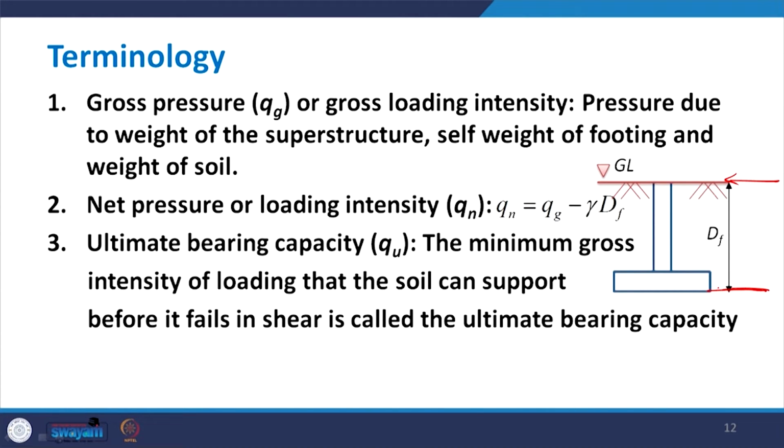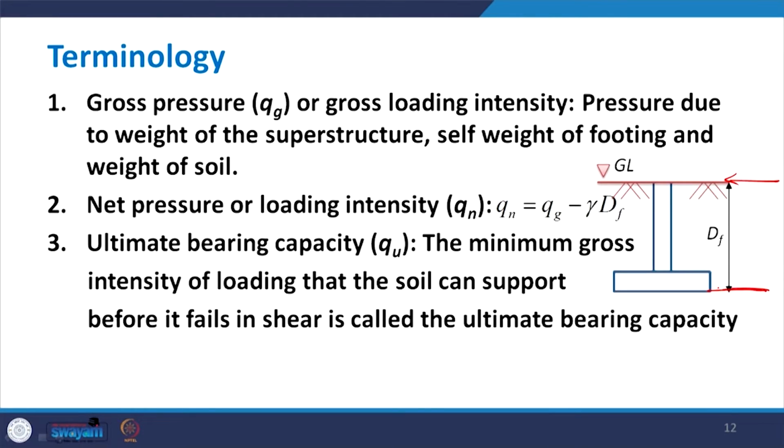Then third one is called ultimate bearing capacity, which is q_u, and when we talk about ultimate bearing capacity, this is the minimum gross intensity of loading that the soil can support before failure in the shear mode.